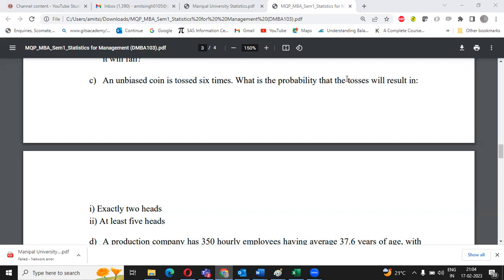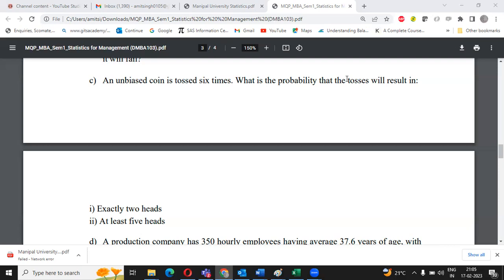Similarly, imagine if I'm tossing two coins, then what can happen? I may get a head and head on both the coins. I may get head on one coin, tail on the other coin. I may get tail on the first coin, head on the other coin, or I may get tail and tail on both the coins. So when you're tossing two coins, four outcomes can happen: head plus head, head plus tail, tail plus head, tail plus tail. There would be four outcomes.